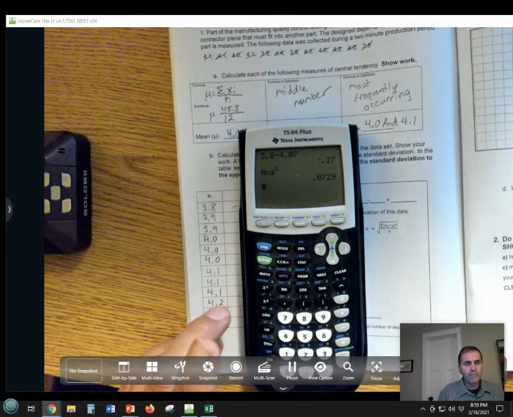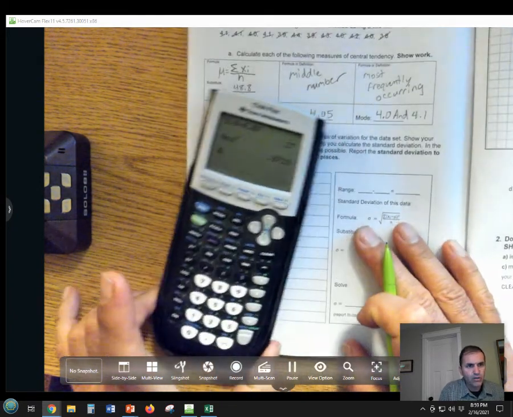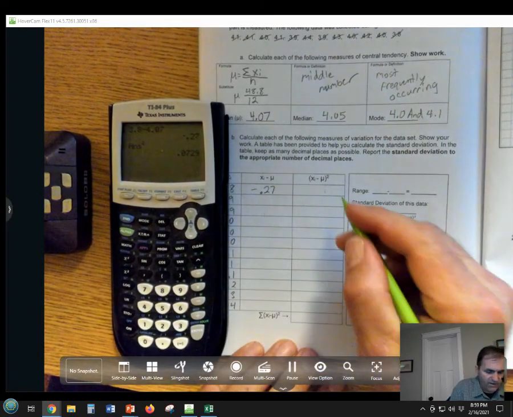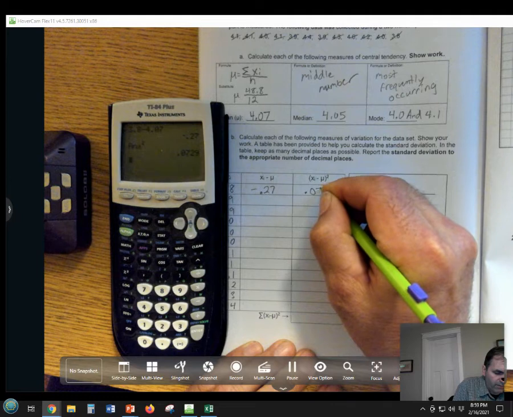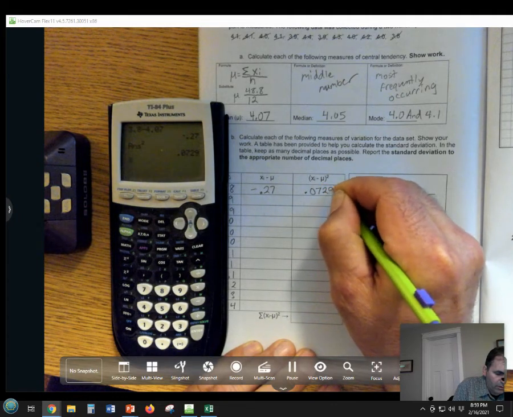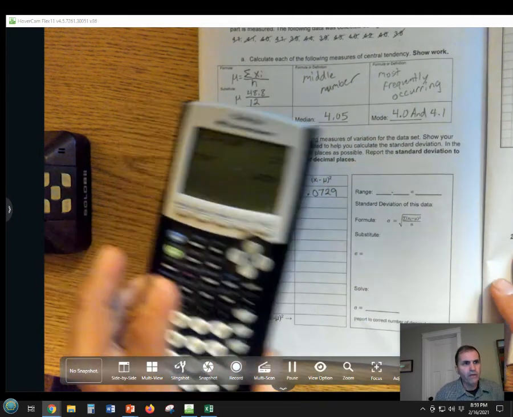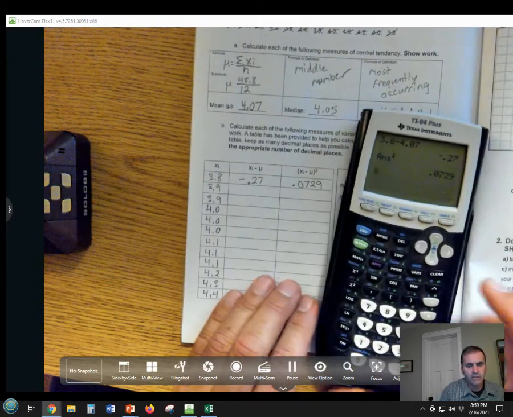Now, we want to keep as many decimal places as you're willing to write. So if it's only giving you a few decimal places, write all of them down. I'll do one more, and then you've got to do the rest.